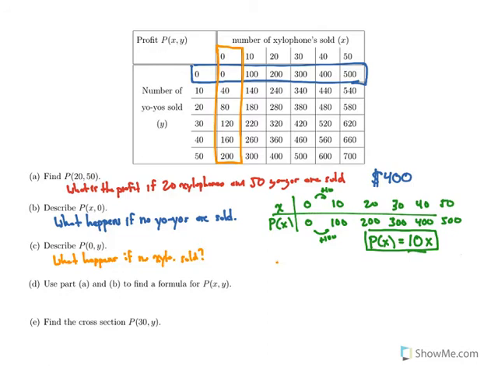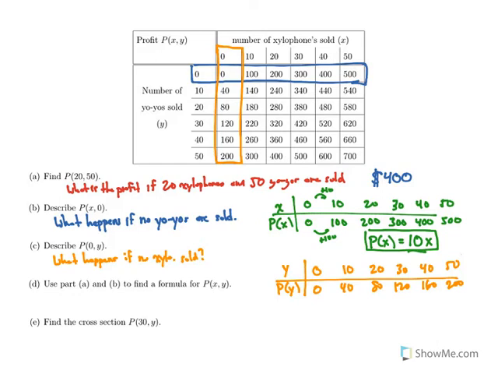And again, we could think about a table of values. This time we're not thinking of x, we're thinking about y, and what happens to the profit in terms of y. So here again, we have 0, 10, 20, 30, 40, 50. And P of y is going to be 0, 40, 80, 120, 160, 200.